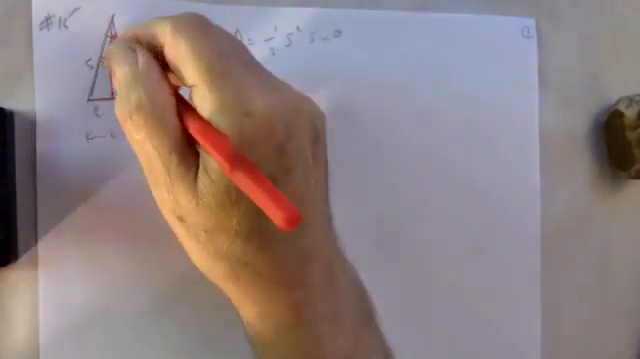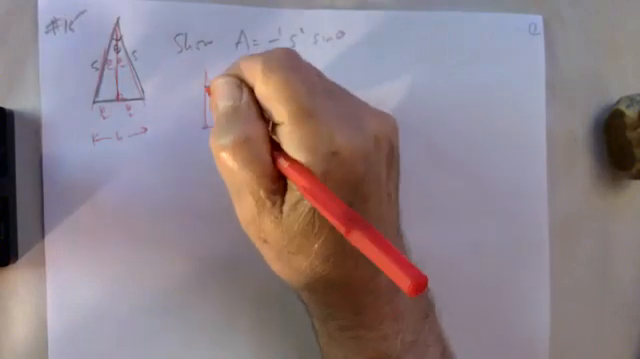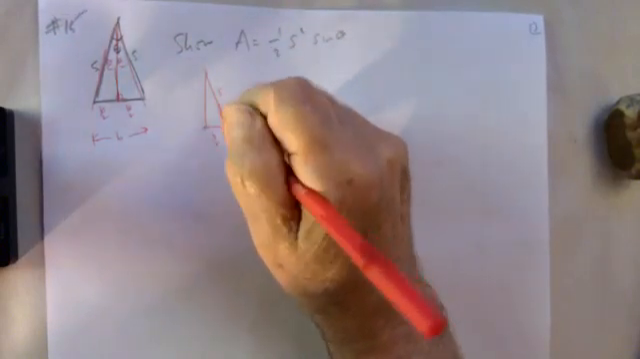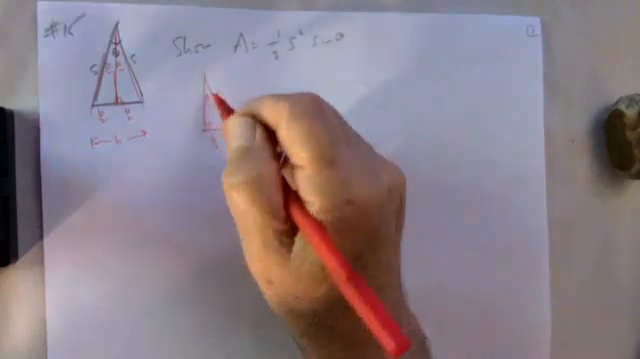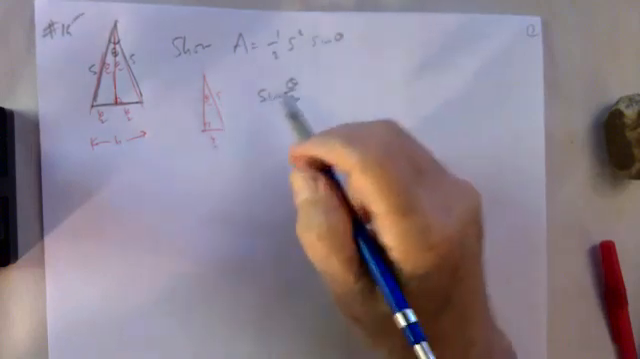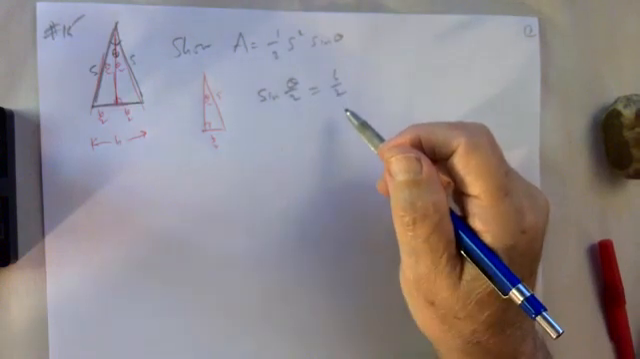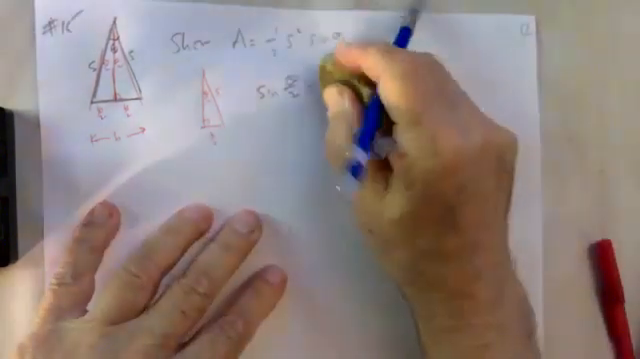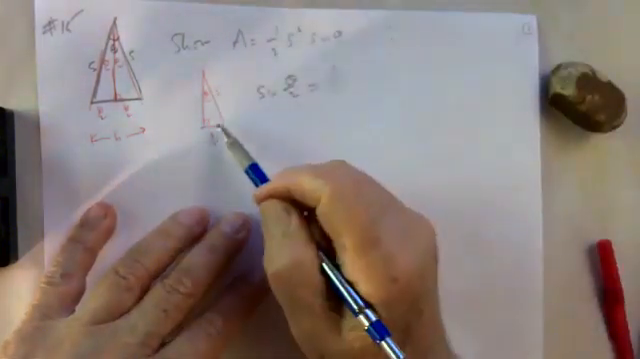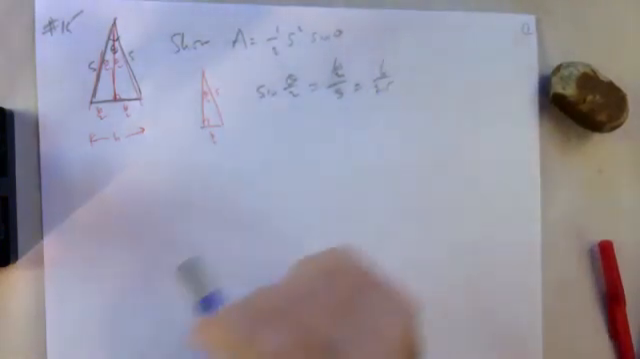If you look at this red triangle, this is S, this is B over 2, and this is theta over 2. This is a right triangle. The sine of an angle is the opposite side over the hypotenuse of a right triangle. So we know that the sine of theta over 2 is b over 2 over s, or b over 2s.